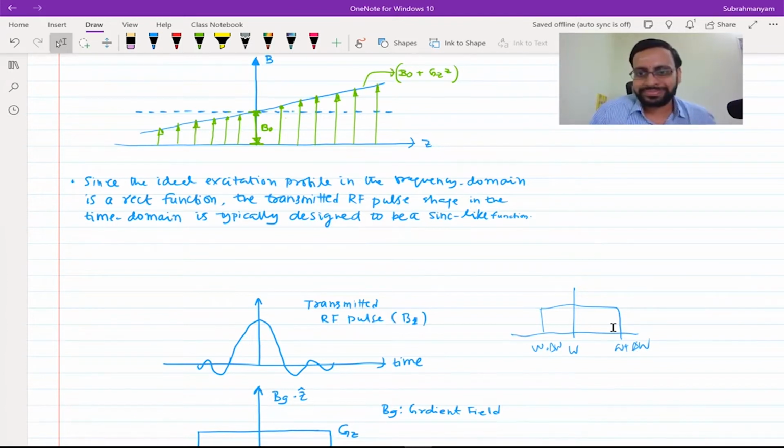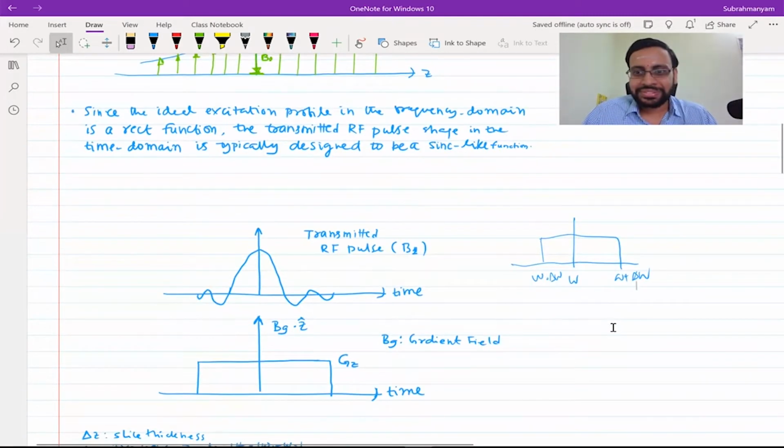So that I understood. But if you're applying this rect function kind of thing, then we will be getting the resonant frequencies corresponding to a range of frequency values, right? Are you talking about this one? Yes, sir, B1, we are applying. Yeah, so you won't apply the rect function there, you apply something similar to a sinc function there.